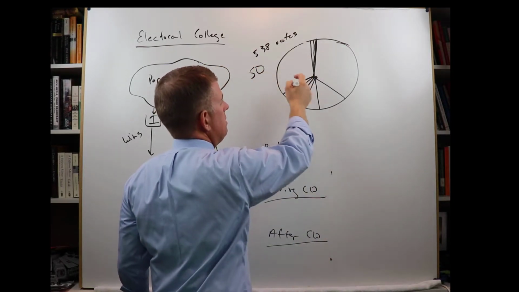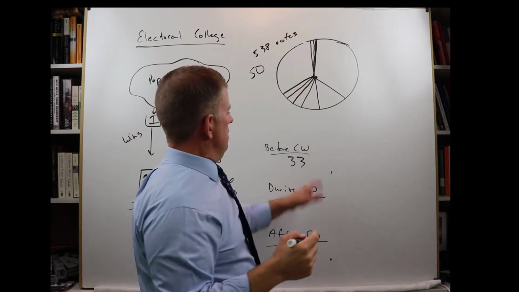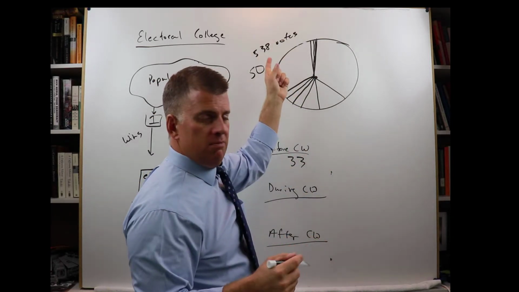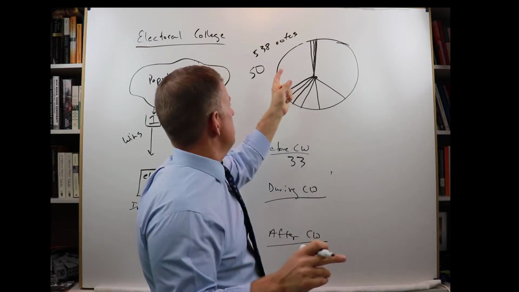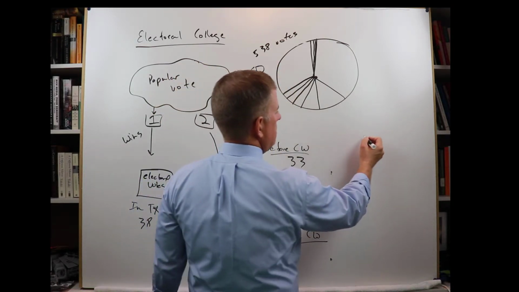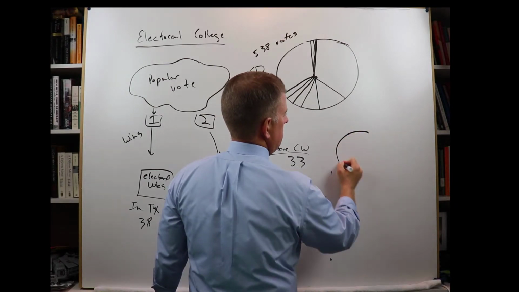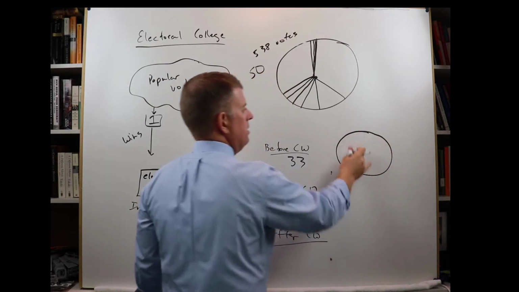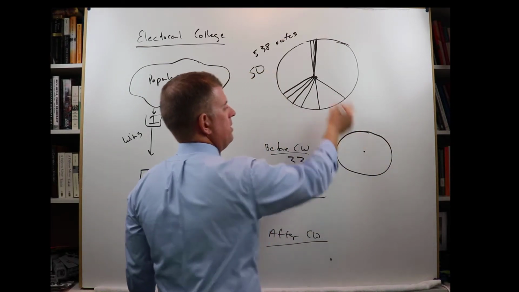So 50 states, you got 538 votes. 33 states, you had fewer votes. Doesn't matter how many votes, not for our purposes. You have fewer votes, right? So your pie would be, let's say, that big, okay? Right? Let's say it would be that big, right?